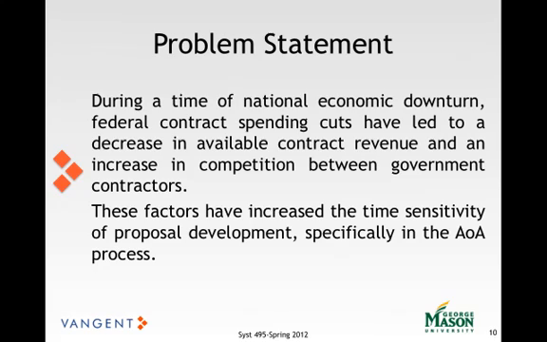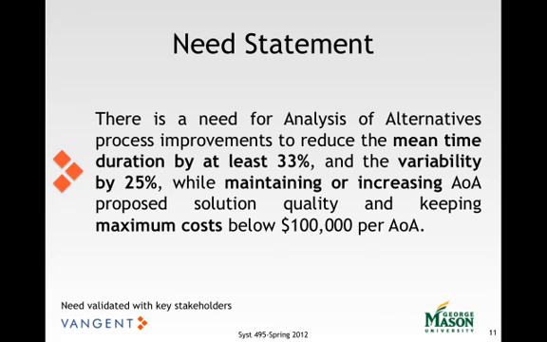So there's a problem. During a time of national economic downturn, federal contract spending cuts have led to a decrease in available contract revenue and an increase in the competition for that revenue between government contractors. These factors have increased the time sensitivity of proposal development, specifically in the AOA process. Thus, there is a need for analysis of alternatives process improvements to reduce the mean time duration by at least 33% and the variability by at least 25%, while maintaining or increasing AOA's proposed solution quality and keeping maximum costs below $100,000 per AOA.